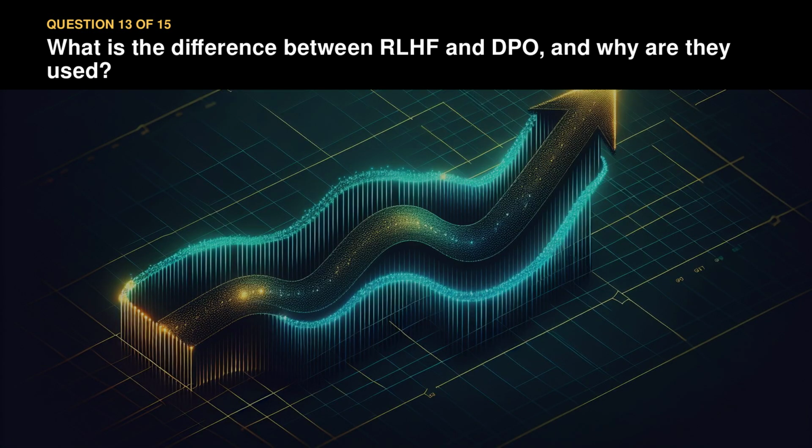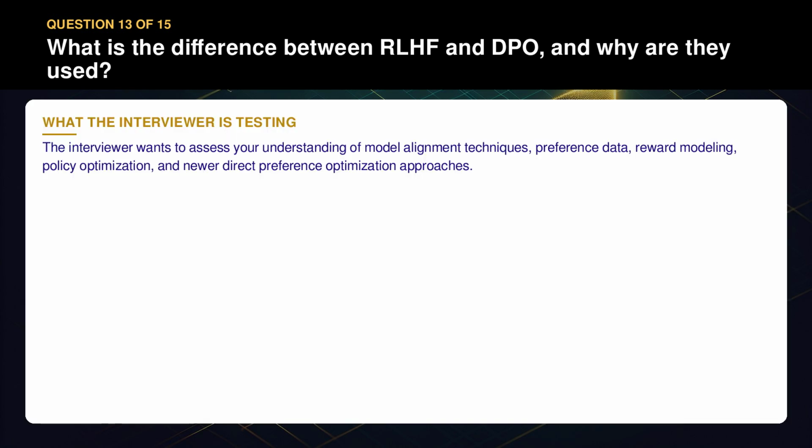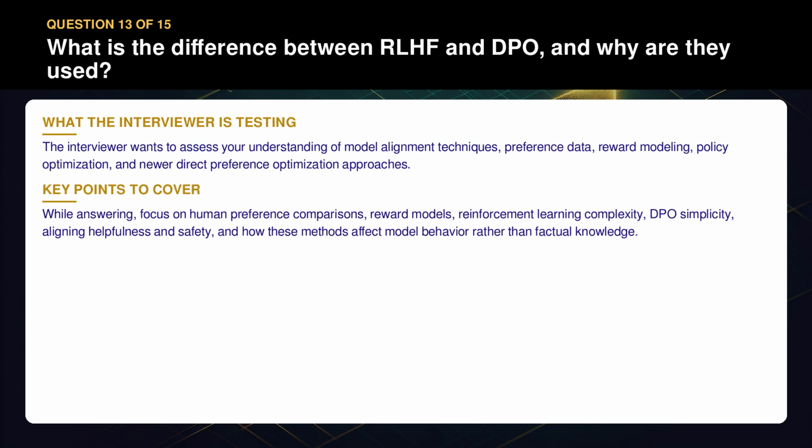Question 13. What is the difference between RLHF and DPO, and why are they used? The interviewer wants to assess your understanding of model alignment techniques, preference data, reward modeling, policy optimization, and newer direct preference optimization approaches. While answering, focus on human preference comparisons, reward models, reinforcement learning complexity, DPO simplicity, aligning helpfulness and safety, and how these methods affect model behavior rather than factual knowledge.